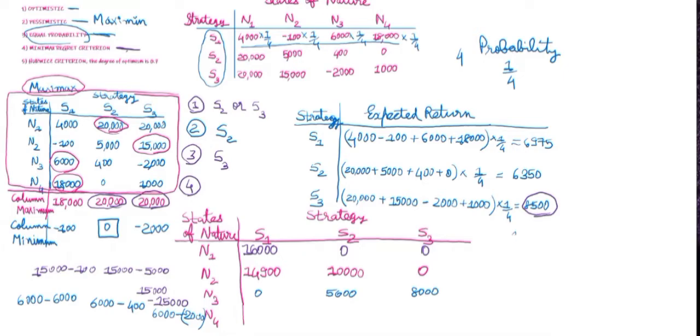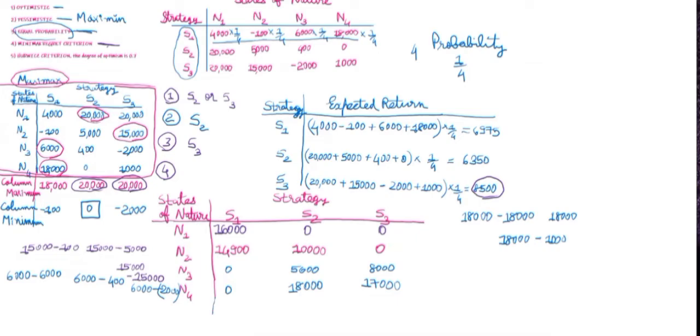Same way for the fourth state of nature, we'll find. So our maximum value is 18,000. Here it will be 18,000 minus 18,000. Then 18,000 minus 0. And then 18,000 minus 1,000. So it will be like 0, 18,000 and 17,000. Then after, our next step will be to find the column maximum.